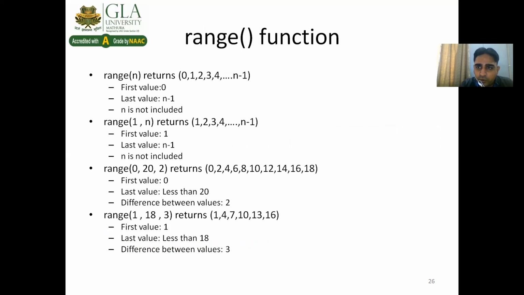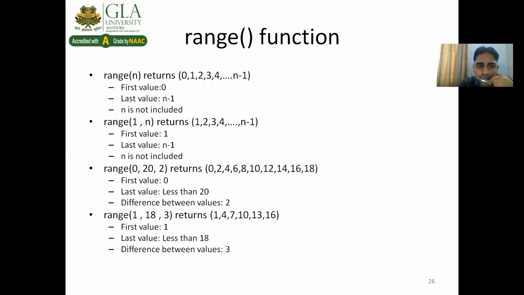Before moving to the for loop, just understand the concept of a function, which is a range function. What the range function does is return a sequence which contains a number of values. Like if you are writing range n, where n is some value, then you will be getting all the values in the range from 0 to n minus 1. The first value will be 0, the last value will be n minus 1. See, n is not included, right? If you are calling the range function from 1 to n, it will start from 1 and end at n minus 1.